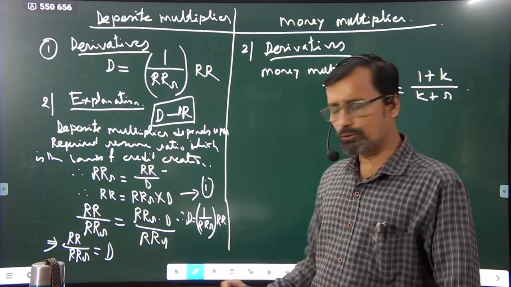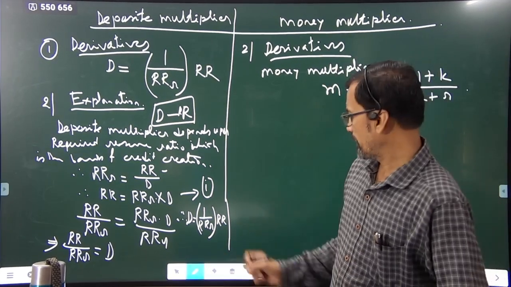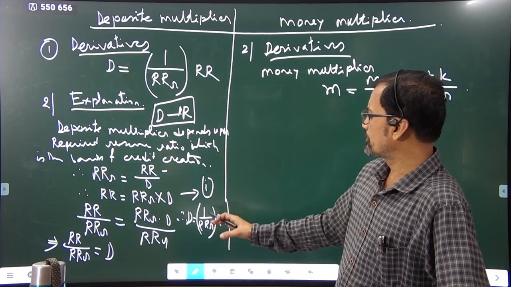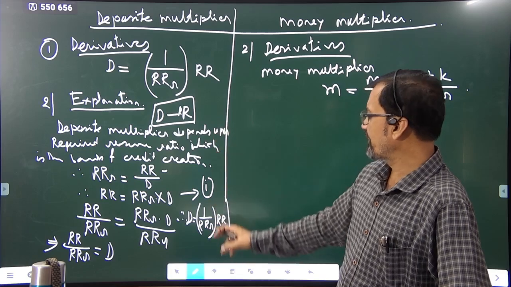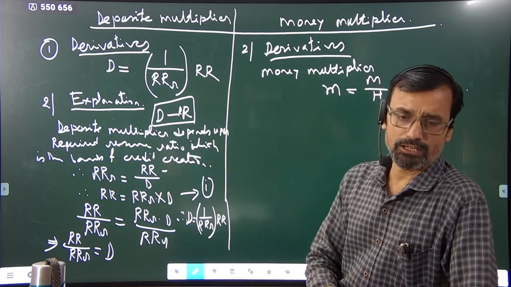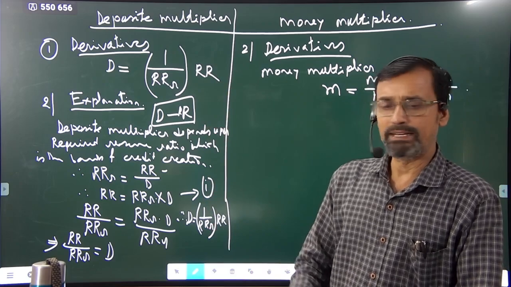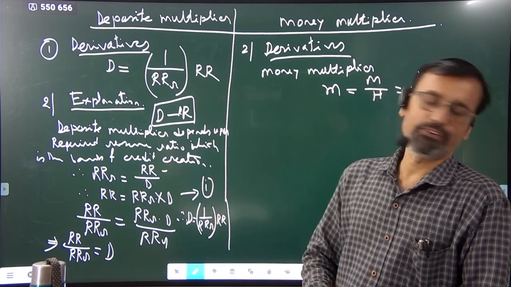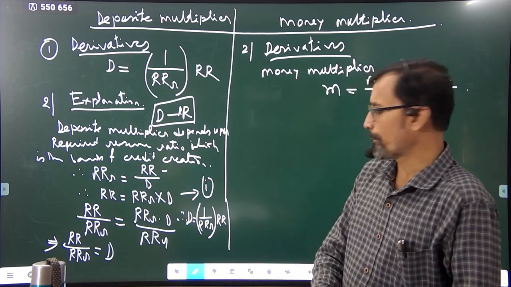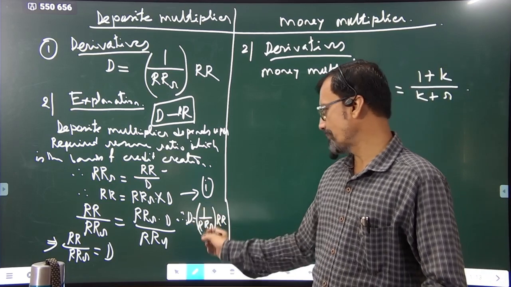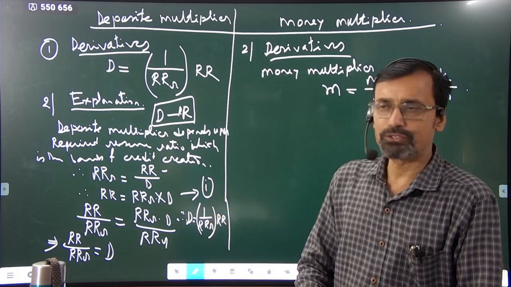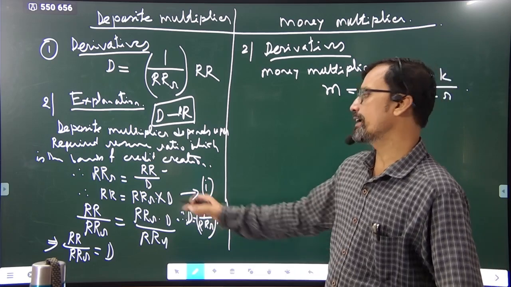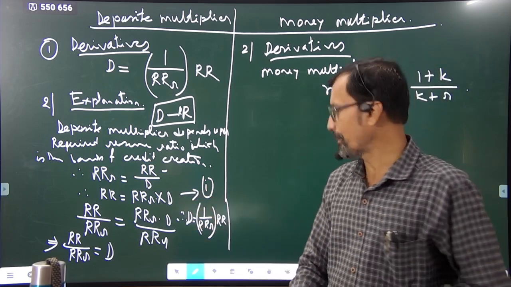So in order to bring a big figure of the deposit multiplier, there should be a smaller required reserve ratio. That is, the smaller the required reserve ratio, the higher will be the multiplier, and hence the higher will be the credit creation capacity of the commercial bank.